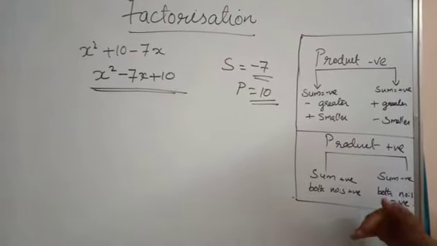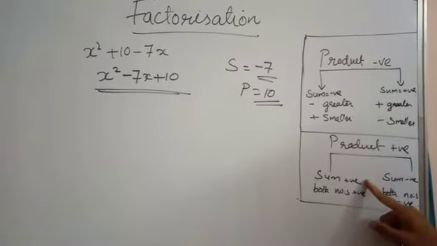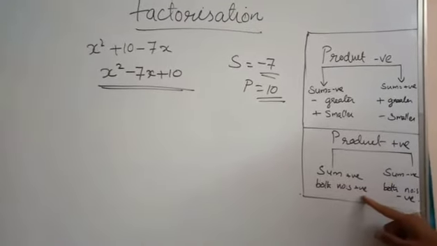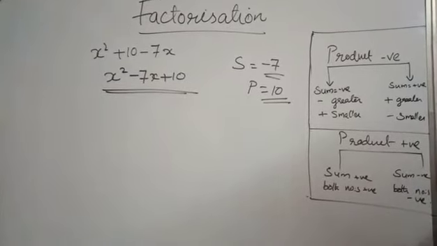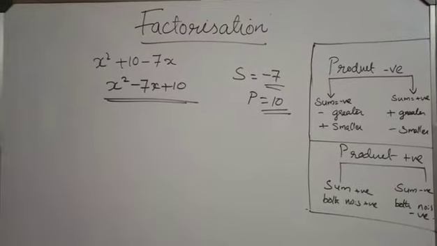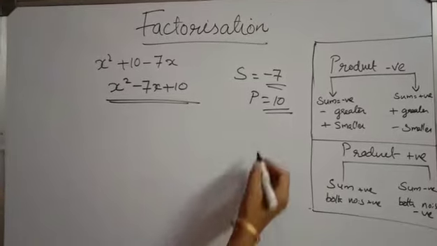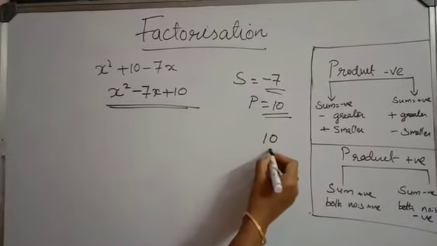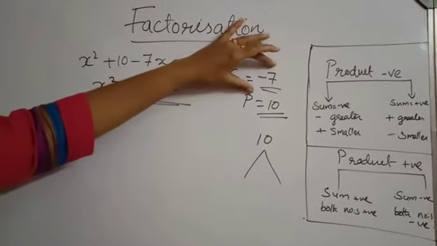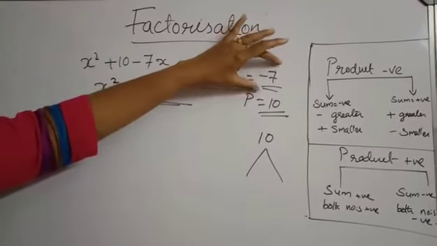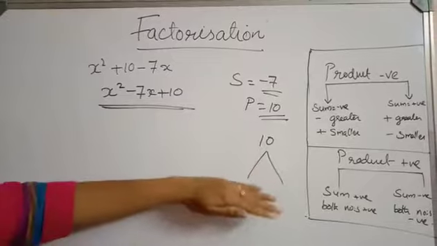When the product is positive and the sum is also positive, both the numbers you are getting will be positive itself. This is an important rule you have to remember when you split the middle term. Now, we have to split this 10 into two numbers, and I have already told you both the numbers will be negative here since the sum is negative. Now, what are the two numbers?